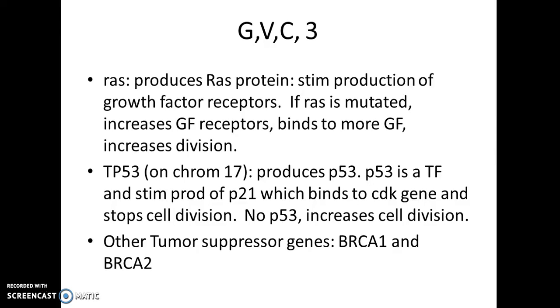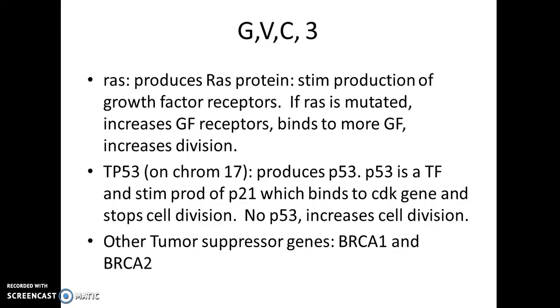TP53 is a tumor suppressor gene. It's on chromosome 17. It produces P53. P53 is a transcription factor that stimulates the production of P21. P21 binds to the CDK, cyclin-dependent kinase, and stops cell division. That's a lot of steps. Now, if there is a mutation to TP53, you don't produce P53, you don't produce P21, which does not bind to CDK, and cell division does not stop, so it increases cell division.